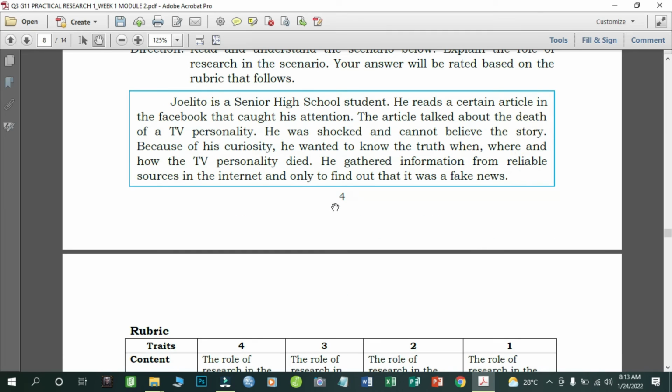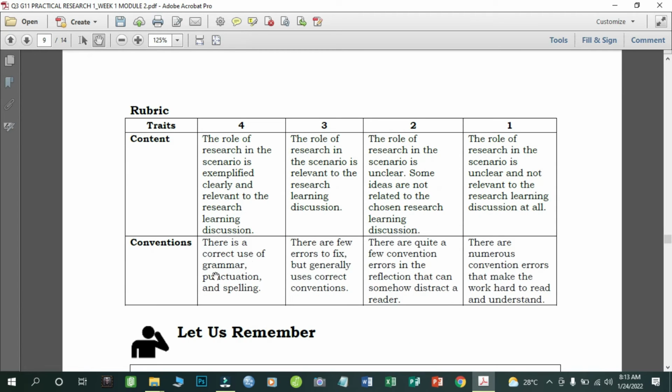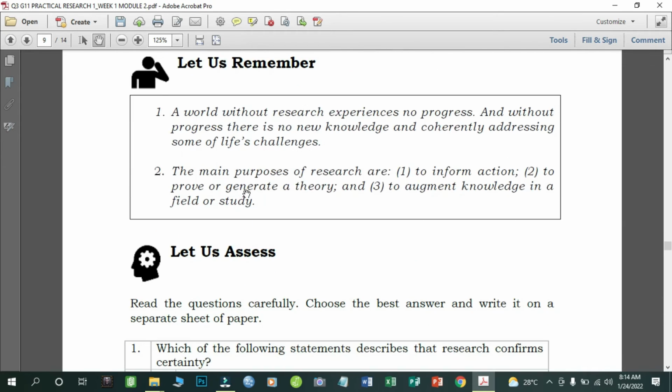So the rubric for grading answers in this activity: again, it's a total of 8 points. Content: the role of research in the scenario is exemplified clearly and relevant to the research learning discussion. And for conventions about grammar, punctuation, and spelling, 4 points. So a total of 8 points. Then let's wrap up our discussion.